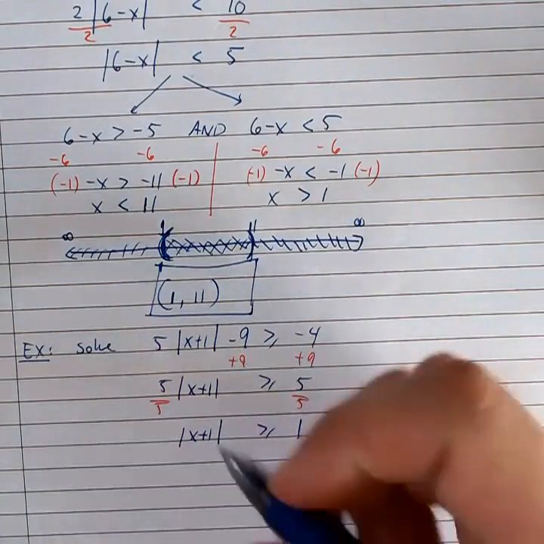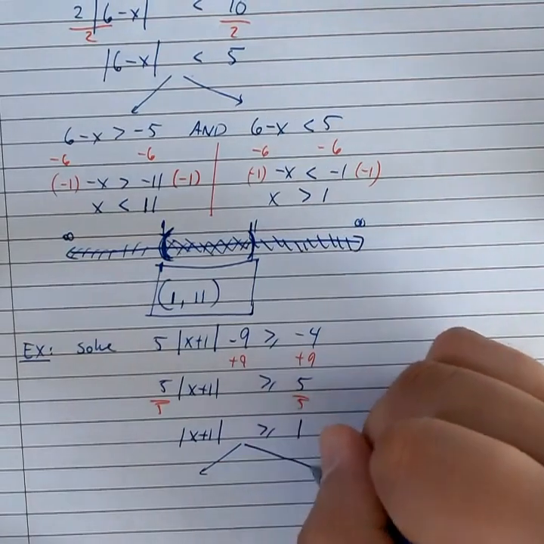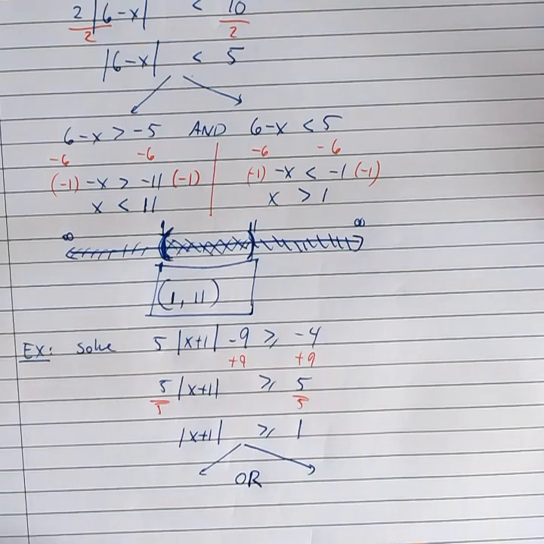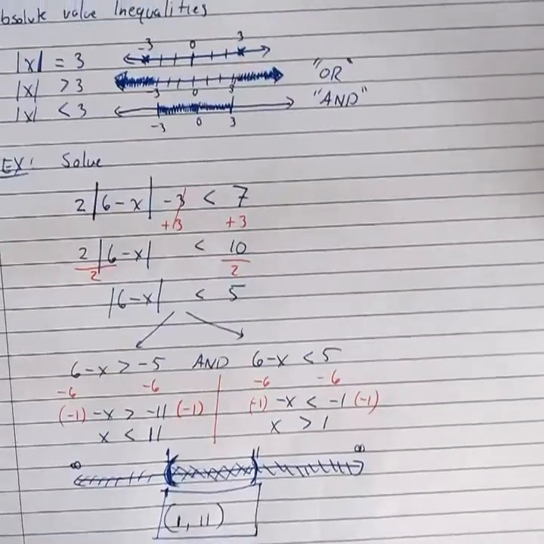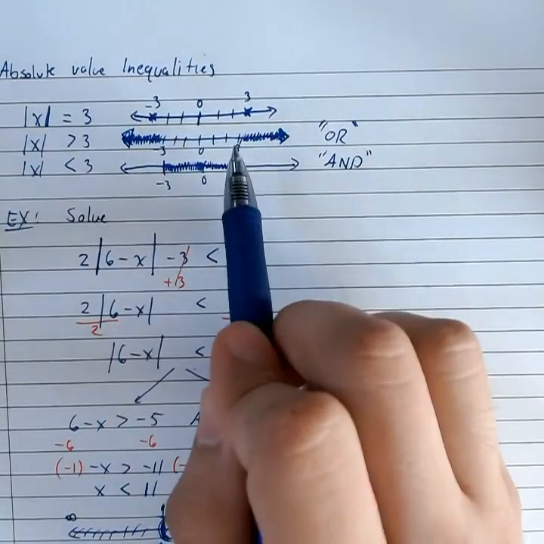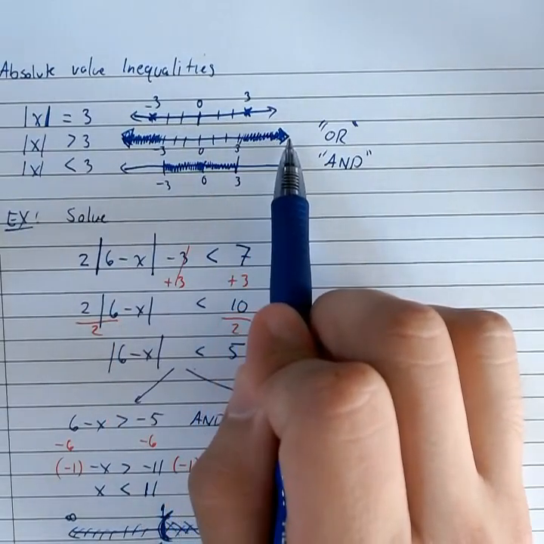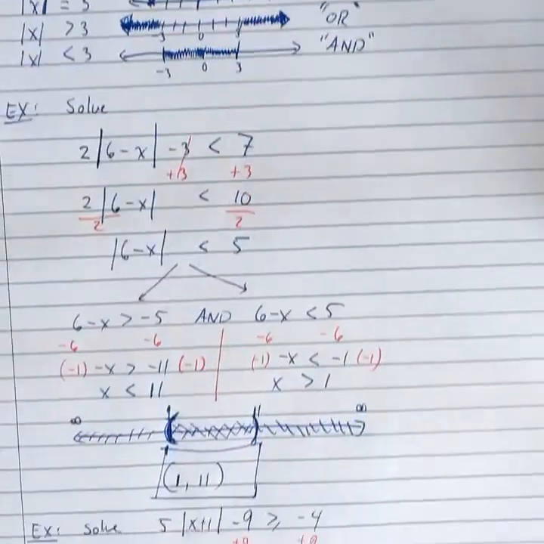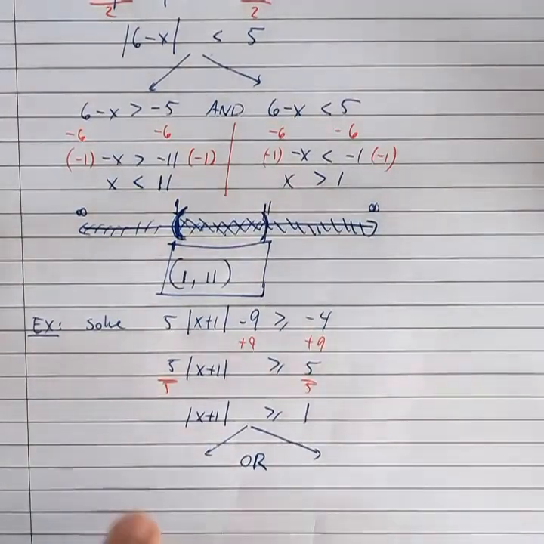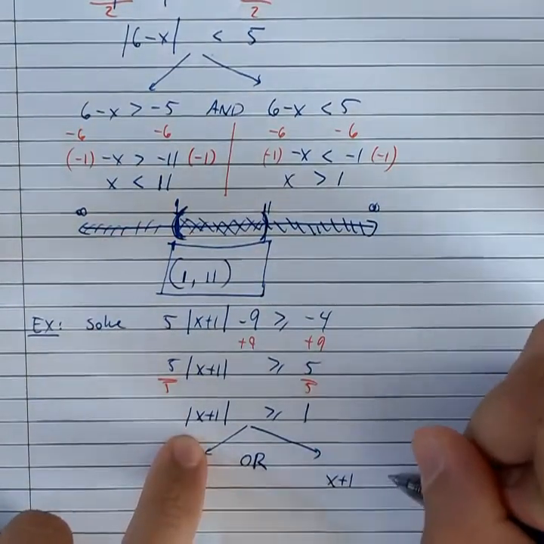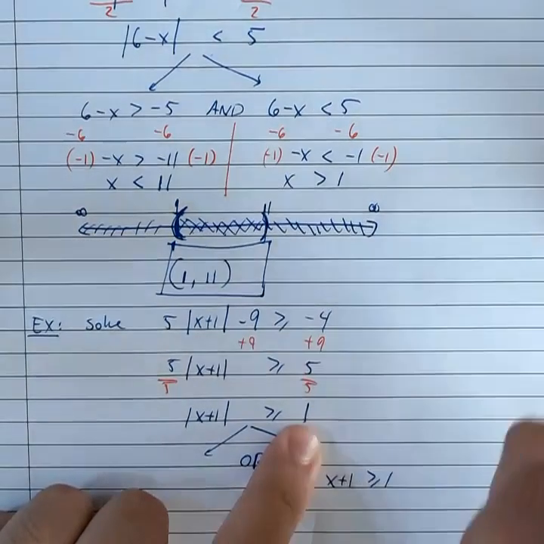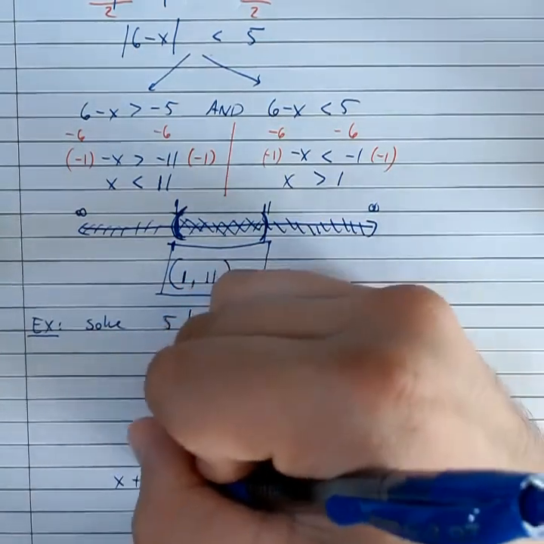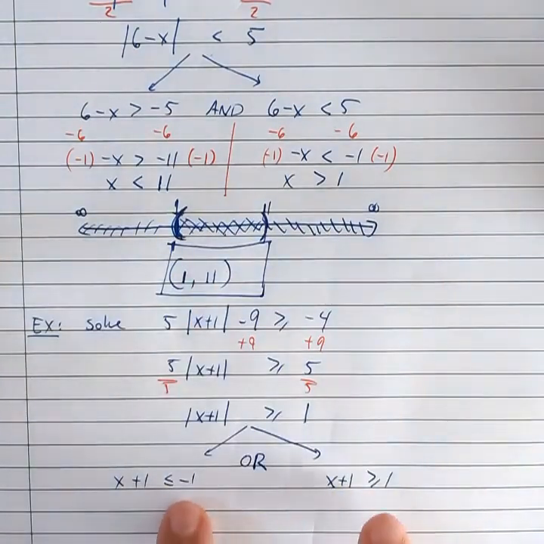Whenever we split this up as an OR statement, it's going to split into two separate inequalities that are being joined as a compound inequality using the word OR. Notice, with your OR inequality, we want everything that's greater than the positive version of the number or less than the negative. So here we want our x plus 1 to be greater than 1, or less than negative 1.